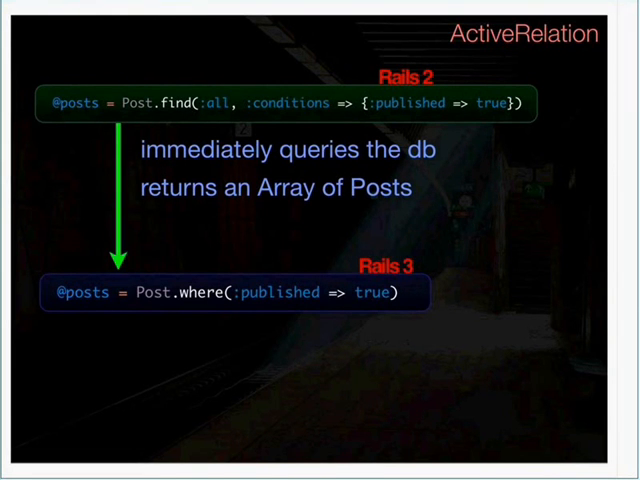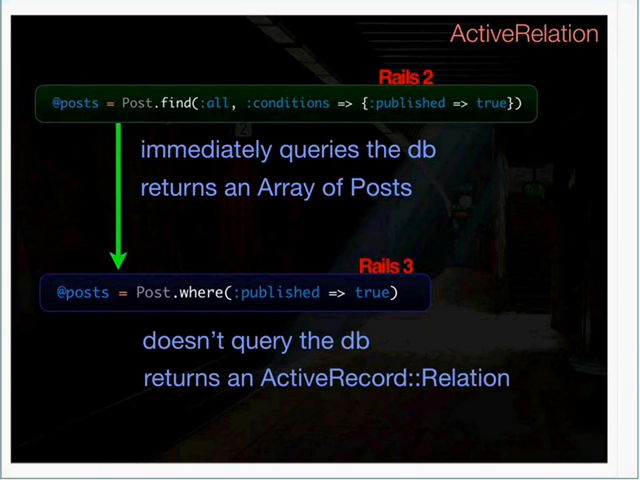In Rails 3, we start using this new syntax where we start chaining methods together. Now this is a little bit different than the first method in Rails 2. This doesn't query the database right away. It returns an ActiveRelation object. So what happens is it's not going to query the database until we actually start treating this ActiveRelation like it's an array. Let me show you an example.